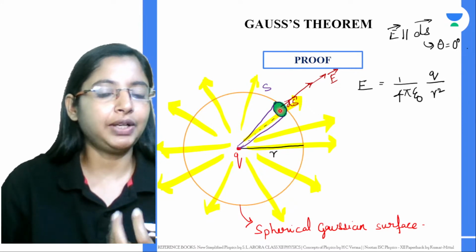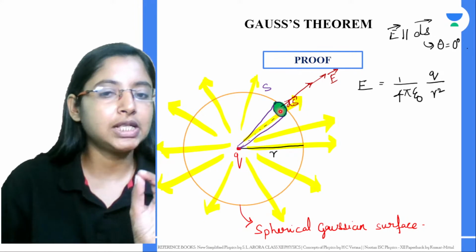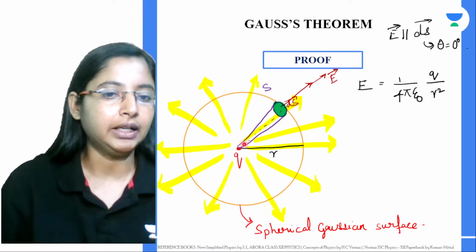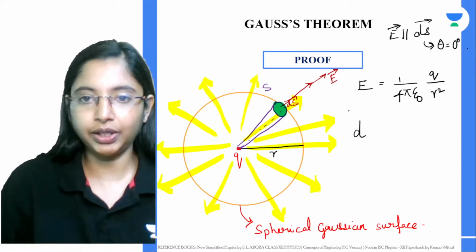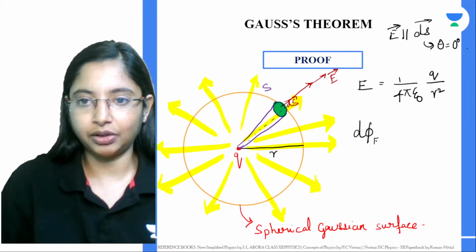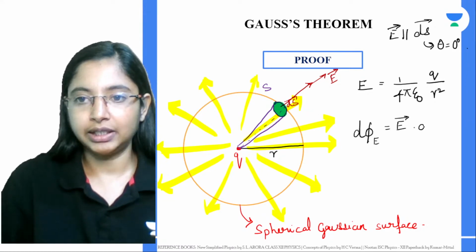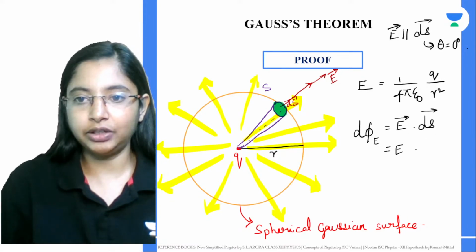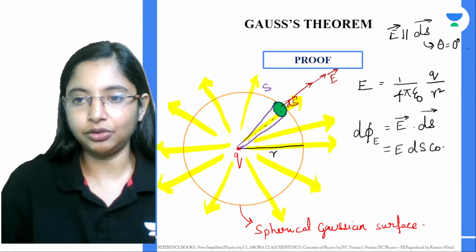Now that particular number of field lines doesn't represent the entire electric field lines coming from this charge. It just represents the field lines coming out of the small area. So that we can give as d phi. Now the electric flux through this area ds, d phi, can be given as E dot ds. Over here, E dot ds, if you write the magnitude equation, is E ds cos theta.